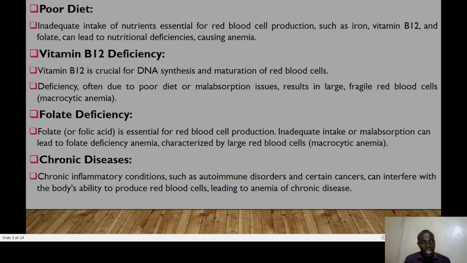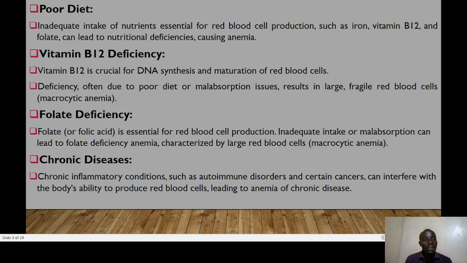For the poor diet, inadequate intake of nutrients that are essential for red blood cell production, such as iron, vitamin B12, and folate, could lead to nutritional deficiencies that normally cause anemia.